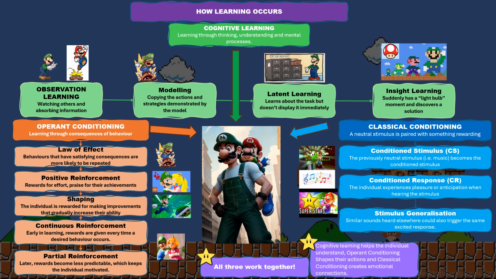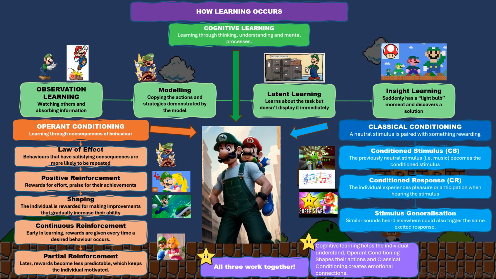This mind map explores three major theories of learning in psychology: cognitive learning, operant learning, and classical conditioning. Together, these theories help explain how individuals acquire new knowledge, develop behaviors, and form associations. Luigi is going to help us along the way.